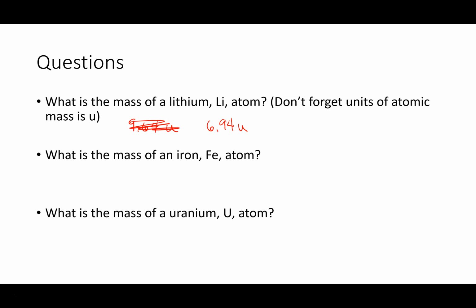How about an iron atom? How much does it weigh? An iron atom. Yep, I got 55.845. Is that what you said? Yay, thank you. I'm going to go ahead and put U, or AMU, it's the same thing. Last one, uranium. It's a heavy sucker. 238.03. Yep. Use U or AMUs. Perfect.